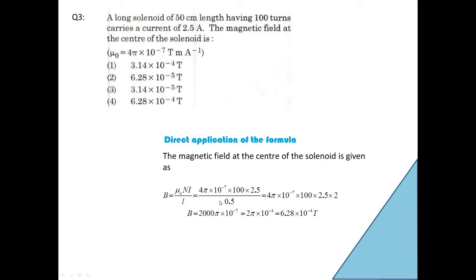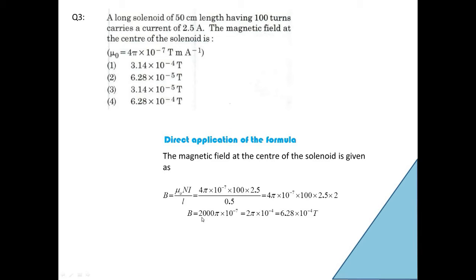Here given, then I is 2.5, divided by L, which is given as 50 centimeter. Convert into meter, 0.5. 0.5 can be written as half. So 4 pi 10 to the power of minus 7 into 100 into 2.5, divided by half, so multiply by 2 here. So 2 into 2.5 is 5, 5 into 100 is 500, 500 into 4 pi is 2000 pi, 10 to the power of minus 7 as it is.